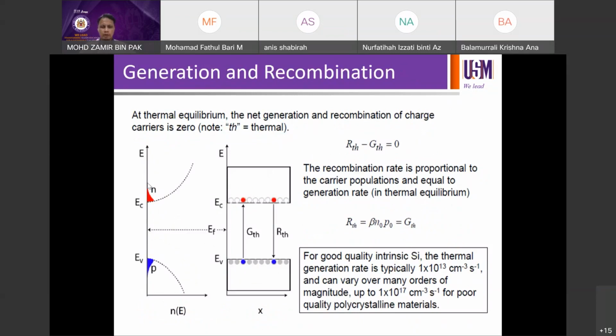We learned that at thermal equilibrium, the rate of generation is equal to the rate of recombination, or R equals G, or R minus G equals 0. And R can be calculated using this equation, beta times N naught times P naught, where beta is the constant.